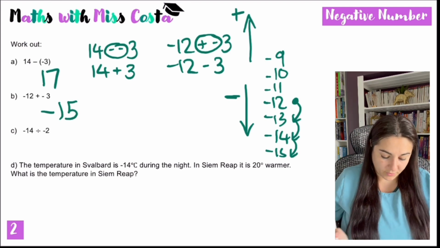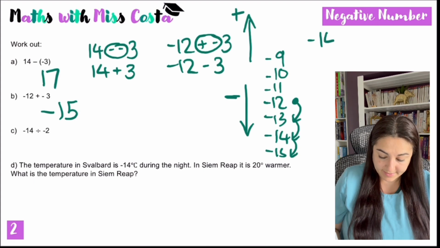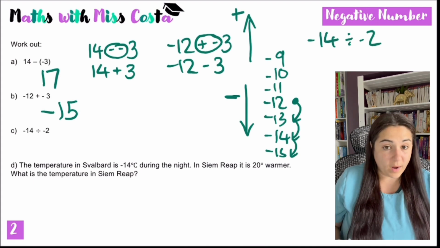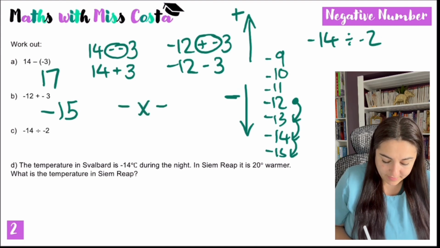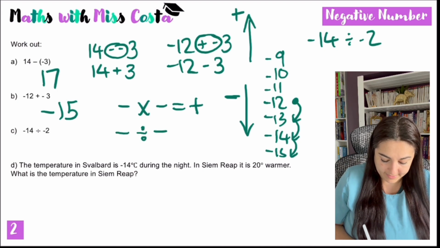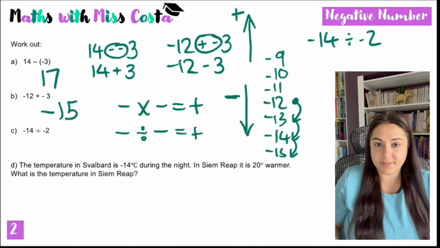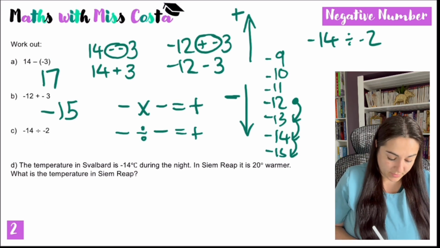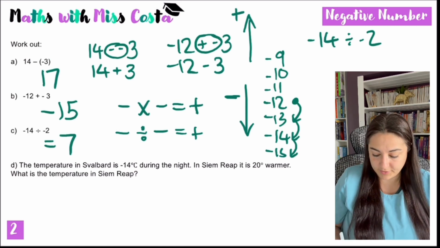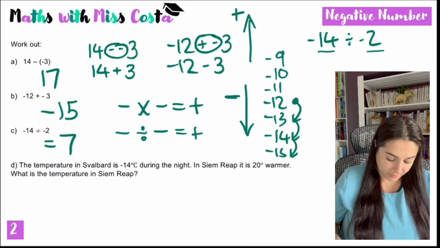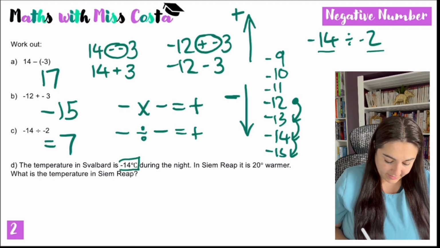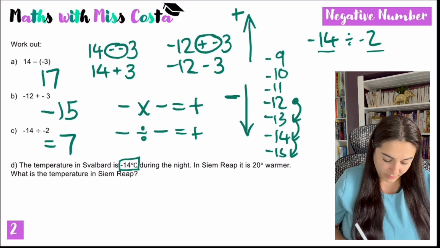And lastly, I've got -14 divided by -2. Now, when you're multiplying or dividing, a negative times a negative is going to give you a positive answer. So that's when you're multiplying or dividing. So therefore, -14 divided by -2 is going to give me +7. You can just do 14 divided by 2, which is 7, because they're both negative, it's going to give you a positive answer.